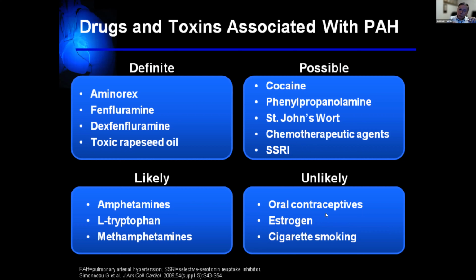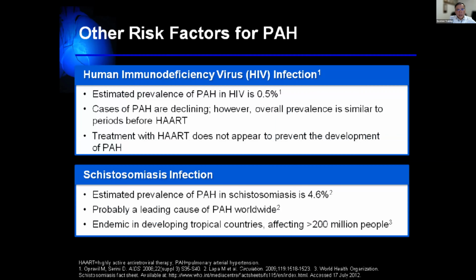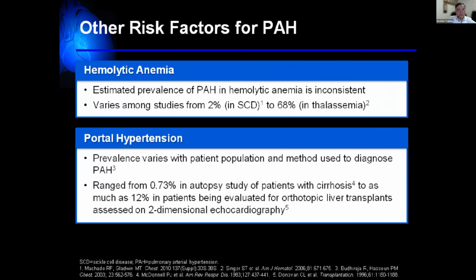It will not cause pulmonary arterial hypertension, which is class 1, but it can cause the class 4 due to pulmonary embolism. HIV is also associated with the development of pulmonary hypertension. I mentioned schistosomiasis. Worldwide, it probably is the number one cause of pulmonary hypertension. Thank God we're living in the part of the world that we don't see too many patients suffering from schistosomiasis.